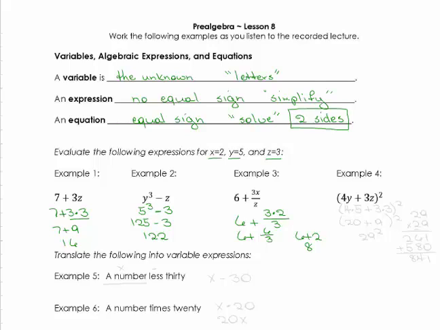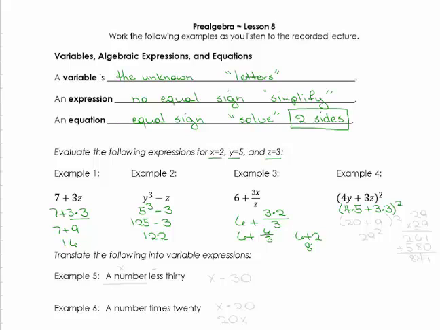For example 4, I've got to work inside parentheses, and then I'm going to raise it to a power, so it looks like they're giving me a little bit of work to do. But first, I have to plug in my numbers, my variables. So I'm going to say 4 times y, and y is equal to 5, plus 3 times z, and z is equal to 3.